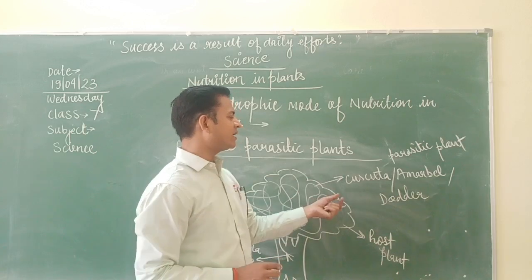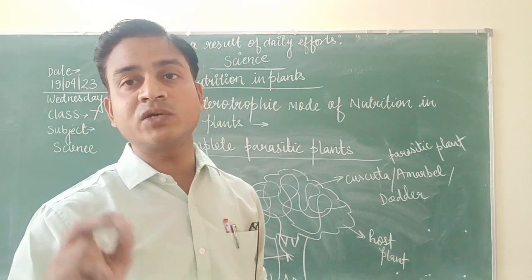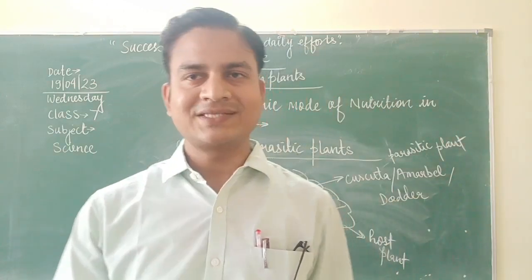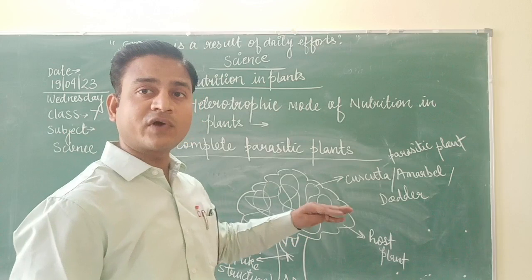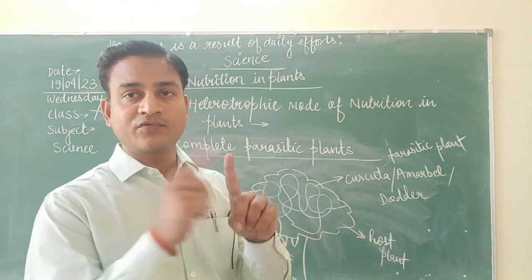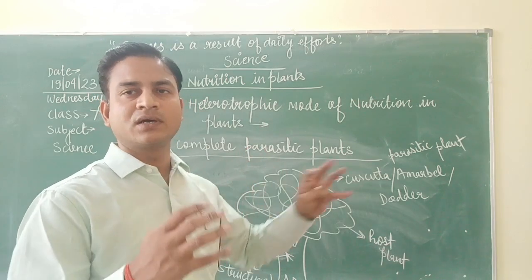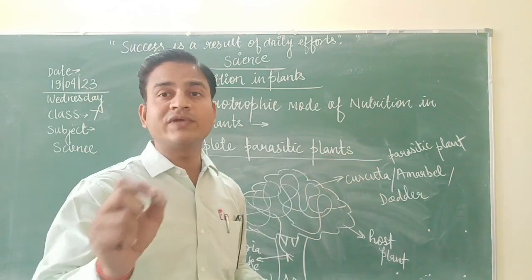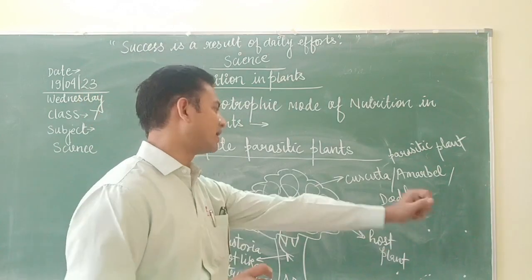This Cuscuta or the Amarbale plant or the Dodder plant also does not have chlorophyll. So it is not able to do photosynthesis. Thus, you can say that it is not making its own food. So it is definitely depending upon this host plant for all its needs. What are its needs? Food, that is the nutrients, water plus minerals. All these things, this Cuscuta, that is a parasitic plant, it is obtaining from the host plant. So we will call this Cuscuta or the Dodder or the Amarbale a complete parasitic plant.